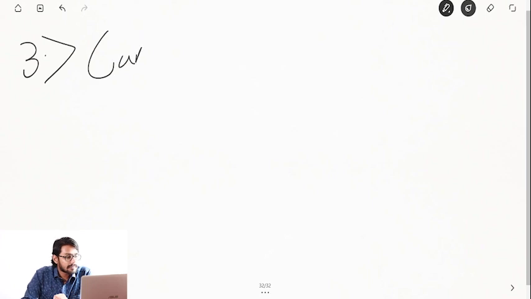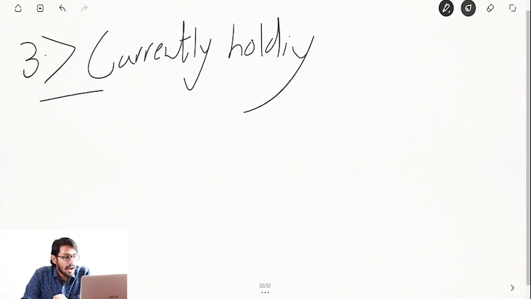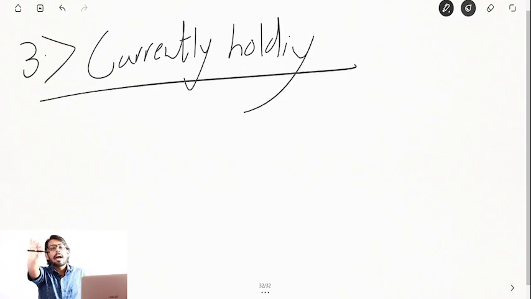Position number three, currently holding an asset. So now you know the hang of it. I am currently in position of gold. I am currently in position of shares of Tata Motors. What is your concern? Will the price fall? So this is my position, guys.